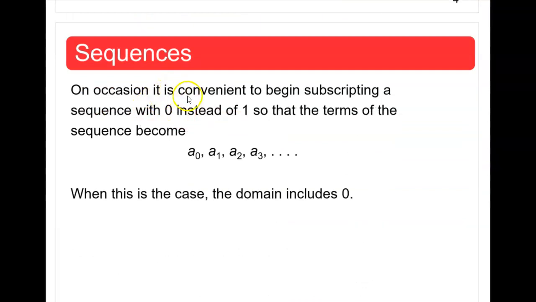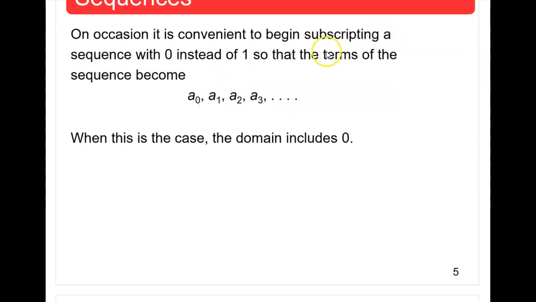On occasion, it is convenient to begin the subscript of the sequence with a 0. It is not necessary to always start with 1, the first term. Sometimes it is more convenient, as you will see in the following slides, to start with a 0 term. In this case, the domain includes 0, because remember, the domain is the subscripts of the sequence, which are integers, and here we include 0.